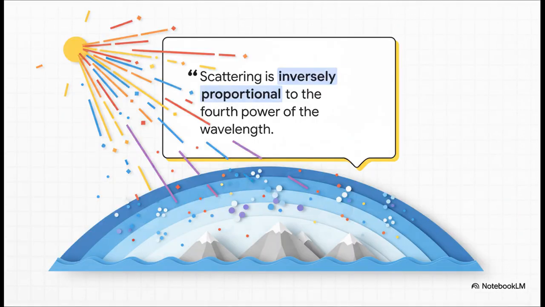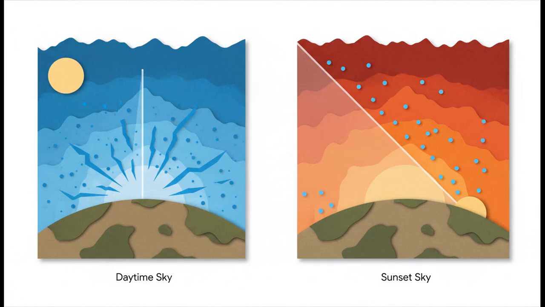There's a rule that says the shorter the light's wavelength, the more it gets scattered. But get this, it's not just a little more, it's exponentially more. That little formula there basically means that short wavelengths, like blue and violet, get scattered way more powerfully than long wavelengths, like red and orange. And boom, that's the answer to our original question.